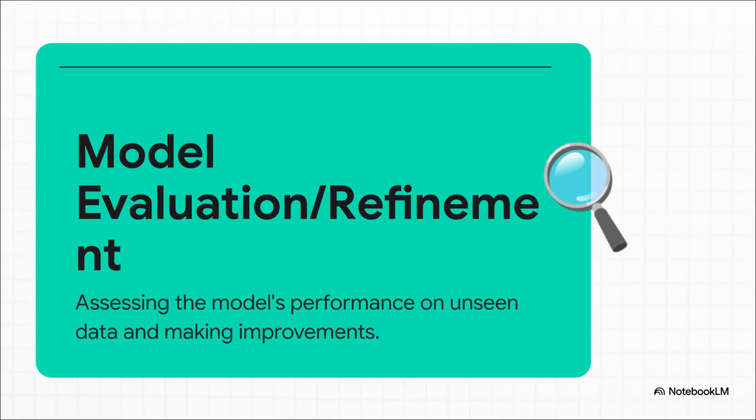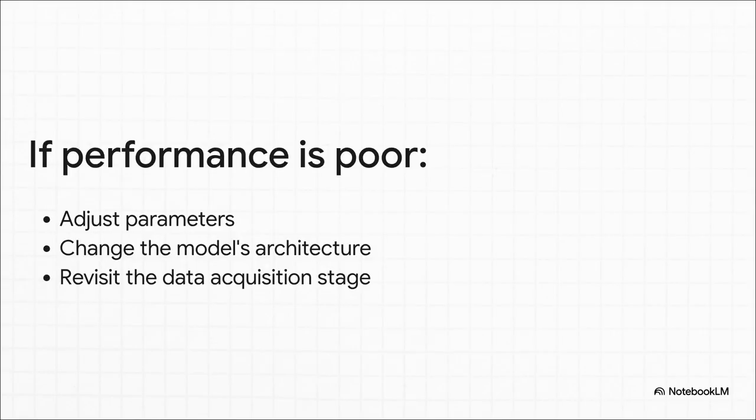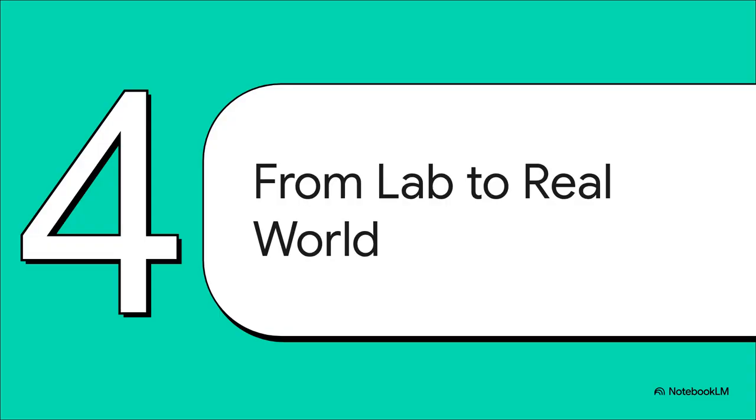Big difference. And what if it flunks the test? Well, you don't just scrap it and start over. You refine it. That might mean tweaking some of its settings, changing the model's basic structure, or maybe even going all the way back to the beginning to get better data. It's a process of constant improvement. Okay, so our model passed its exams with flying colors. It's officially graduated from the lab. Now, it's time to give it a job out in the real world.